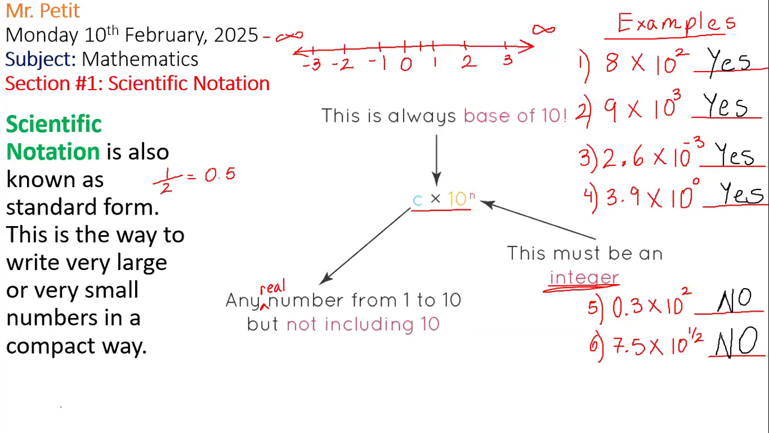Okay, so the reason is we can only use whole numbers for integers. Fractions and decimals are not integers, right? So where there's a half, 0.5, it doesn't matter. It's still not an integer. It has to be positive or negative whole numbers. So the answer here is no, this is not in scientific notation.